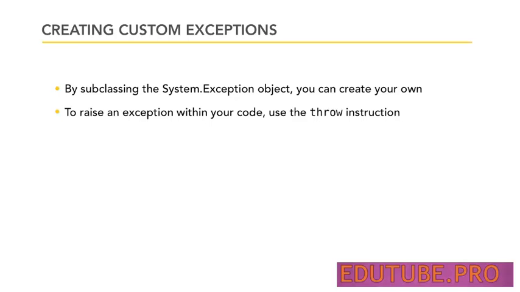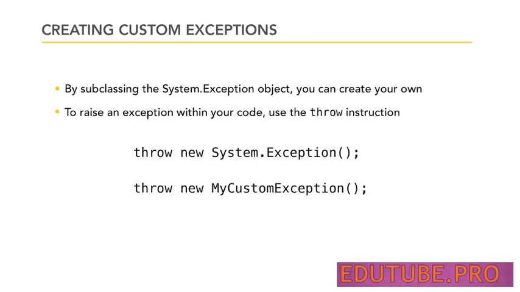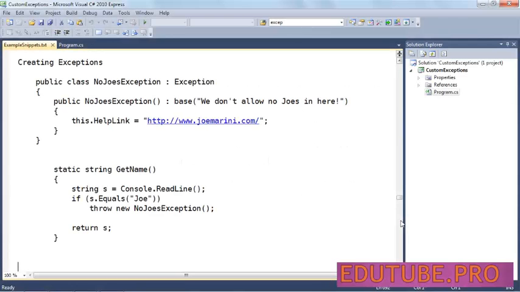So, for example, you can do things like throw a new system exception, or you can throw a new my custom exception. You have to have the new in there because you've got to create the exception object that you're going to throw. And then the throw keyword will cause the exception to be thrown, and then the catch mechanism will go into effect. So let's go over to some live code to see how we define our own exceptions and then throw and catch them.